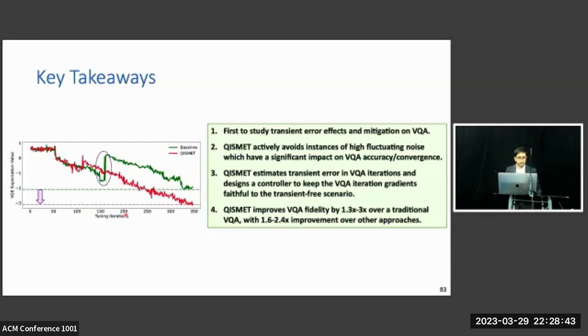And with that, I'll conclude. So QISMET is the first to study the effect of transient errors on VQAs and mitigate it. And essentially, QISMET works by avoiding these instances of high fluctuating noise. And by doing this, it is able to achieve significant fidelity improvements of VQA, and it also has usefulness in other non-variational algorithm approaches as well.